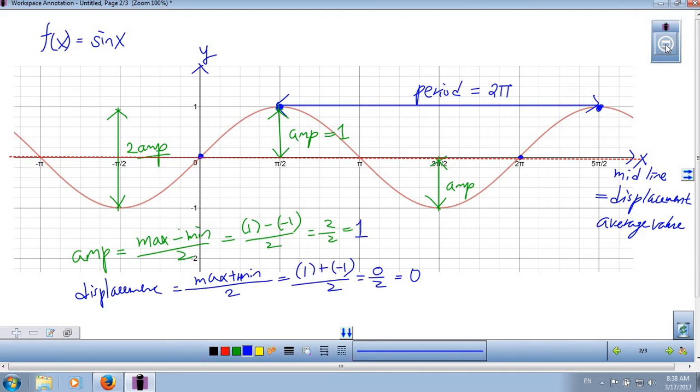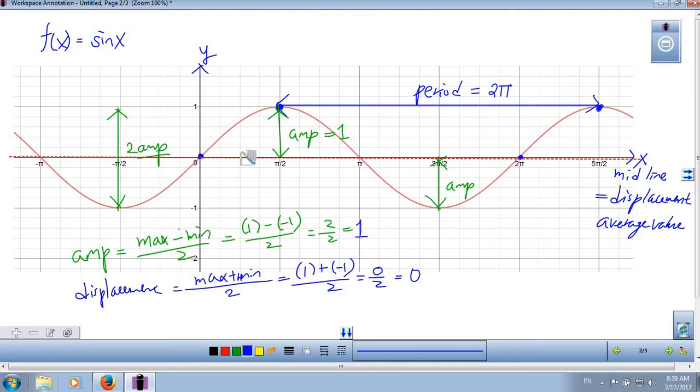So those are the 3 things: period, amplitude, and displacement. Now where's frequency? Frequency is the reciprocal of the period, in a sense. Frequency is how long it takes to complete 1 cycle. If it takes 2 pi units of time, because x represents the time of progression, as time progresses you draw the graph like this. So period is 2 pi, so it takes 2 pi units of time to complete 1 cycle.